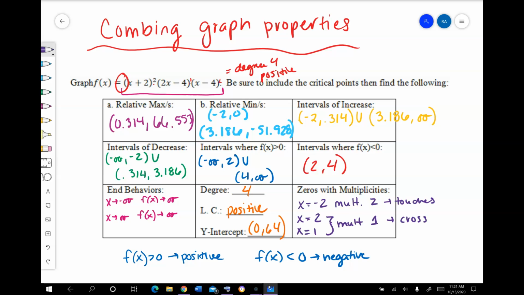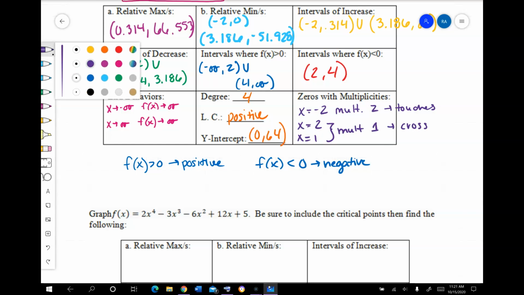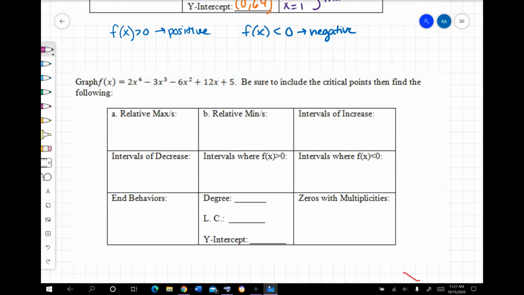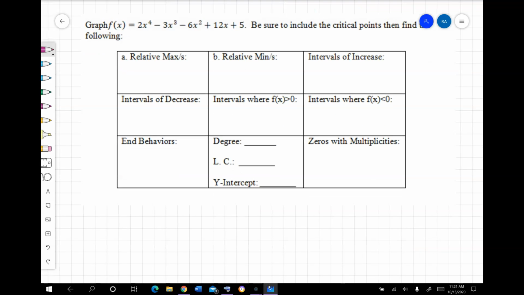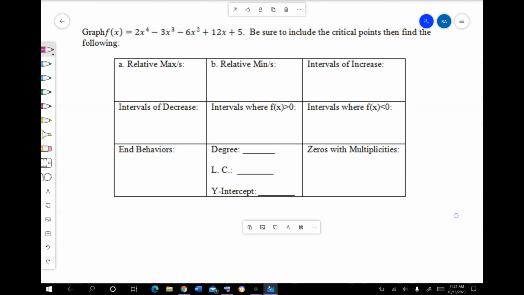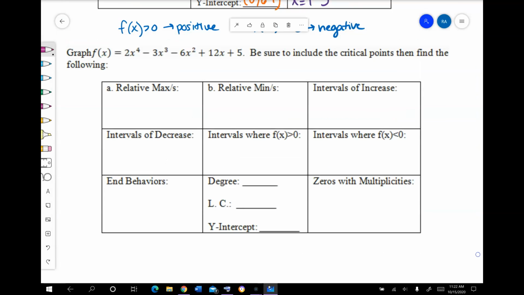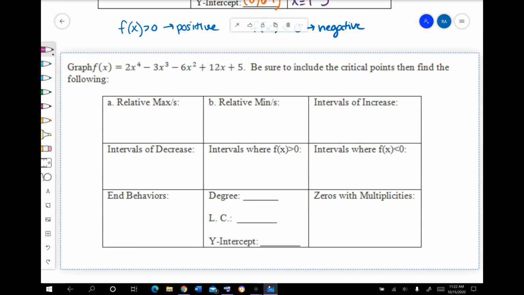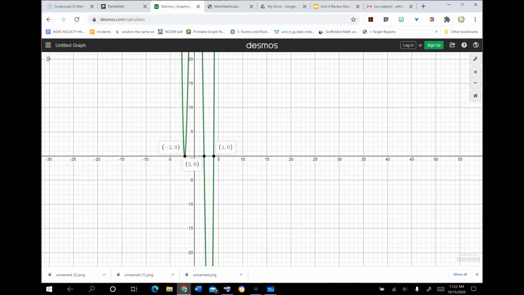So now we're going to do another one. Okay? Here we go. All right. So first we need to type this into Desmos. Okay, so let's first type this into Desmos. Let me make it a little bigger.